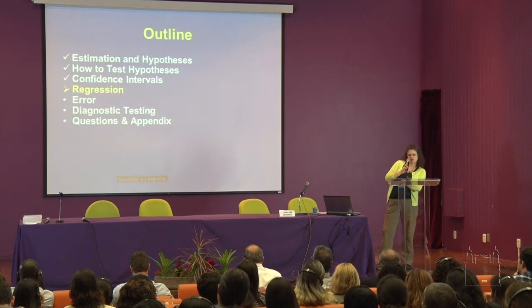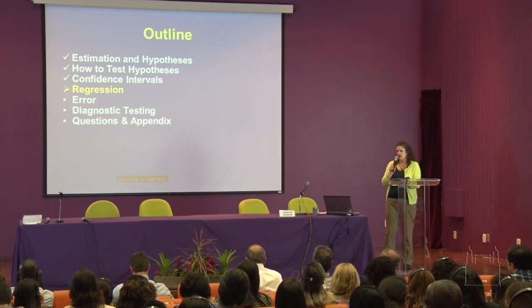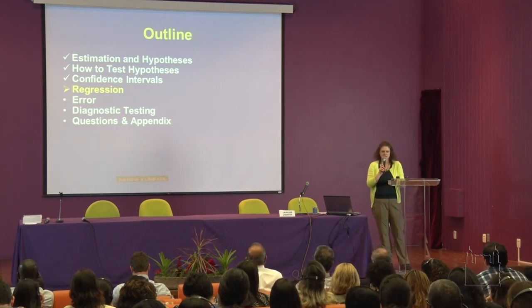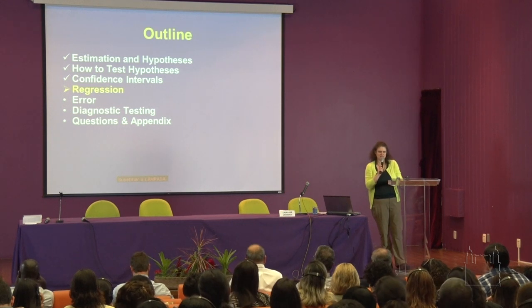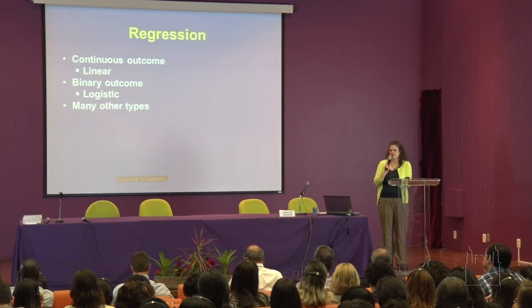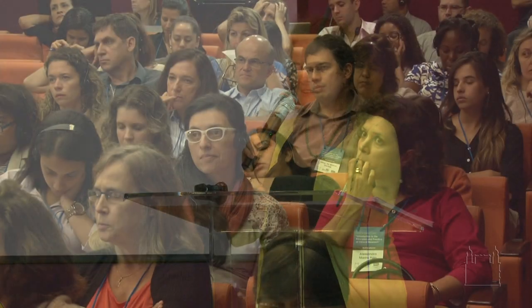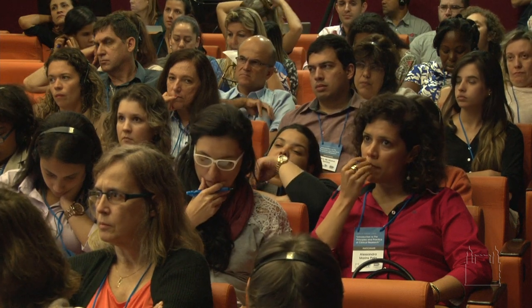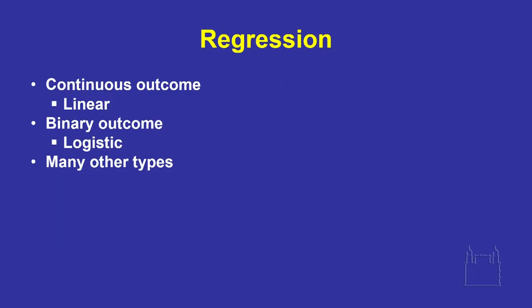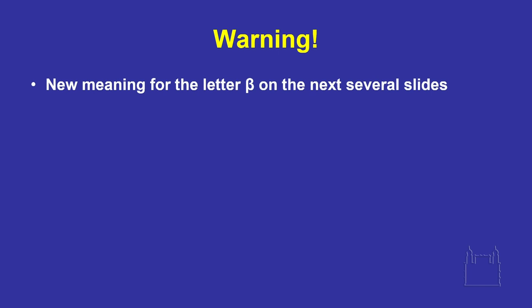So now I'm going to talk for a few minutes about regression and then hopefully get through some diagnostic testing, but if not, Paul's talking about diagnostic testing again in the coming days. So continuous outcomes, we tend to do linear regression, and there may be some variation on that linear regression. Binary outcomes, so that yes, no, logistic regression. And there are lots and lots of other types of regression, but those are the first two that you learn in an introductory biostatistics class. Now, I taught you what beta meant, and we are now going to change what beta means for the next several slides.